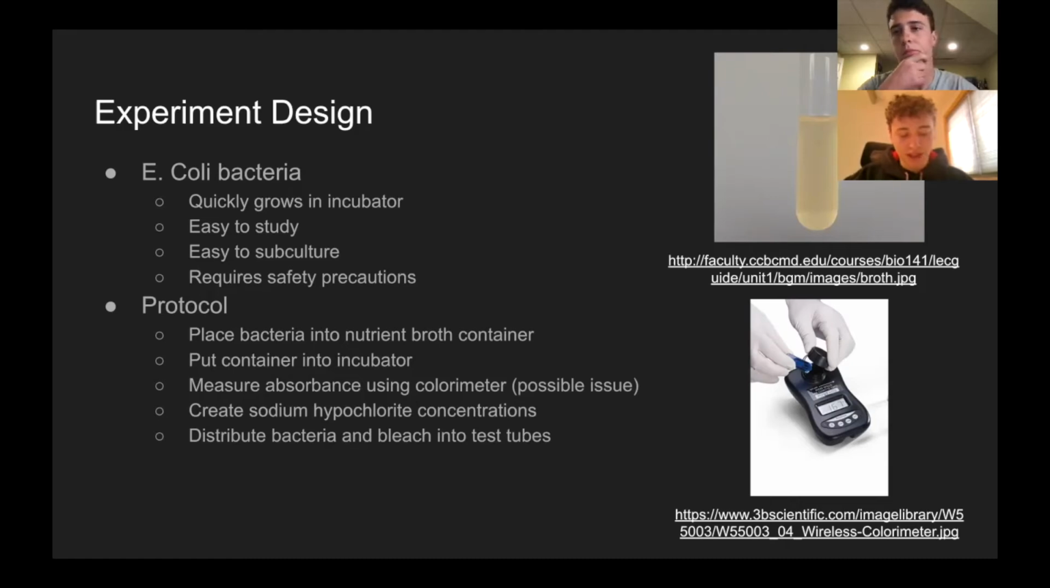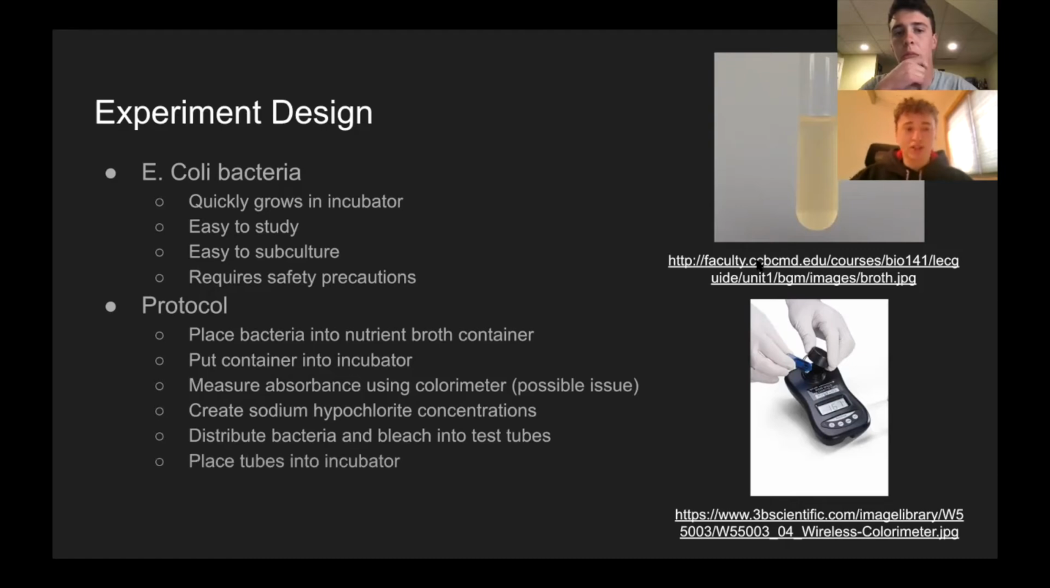Another 5 tubes would contain 3 milliliters of bacteria mixed with 1 milliliter of the 1% bleach concentration. Another 5 would have 3 milliliters of bacteria with 1 milliliter of the 2.5% concentration. And the last 5 would have 3 milliliters of bacteria mixed with 1 milliliter of the pure 5% bleach concentration, which we just took straight from the store-bought bleach. Now we had 20 test tubes filled with 4 milliliters of bacteria and sodium hypochlorite mixture, which we would later use to measure the various absorbances and compare them to the previous calculation that we just took.